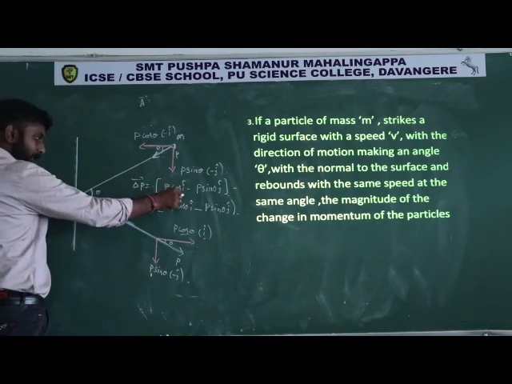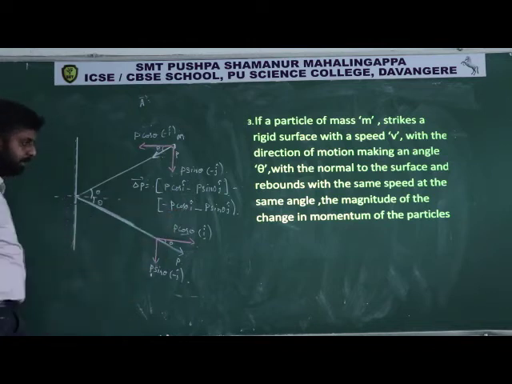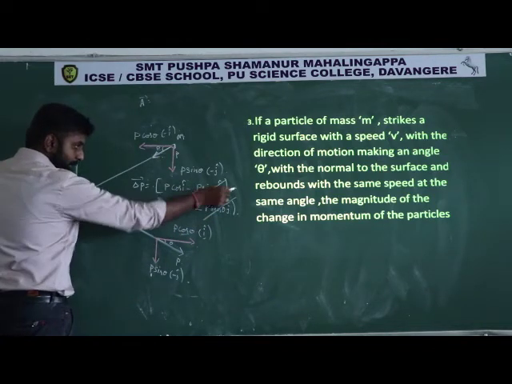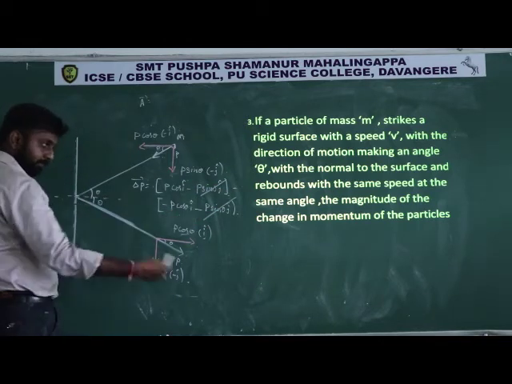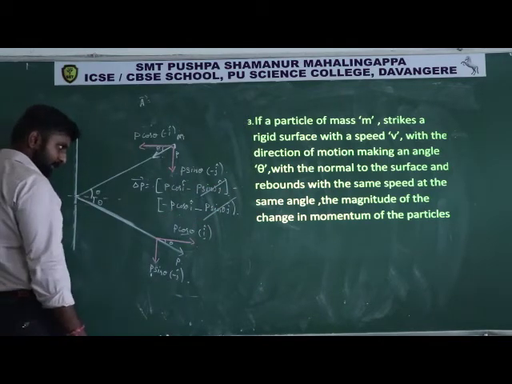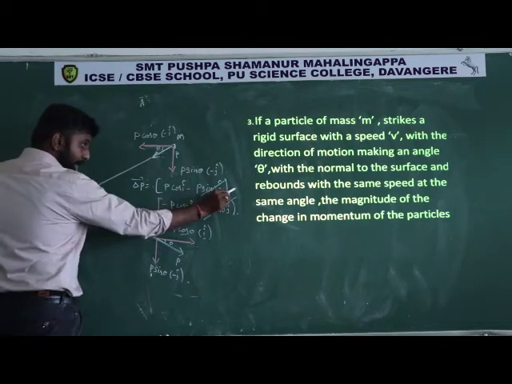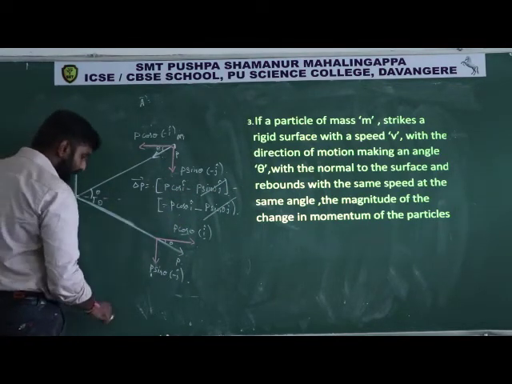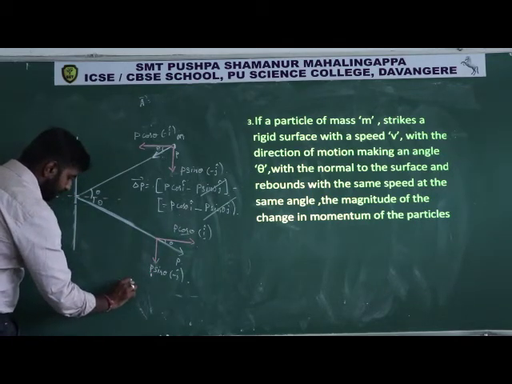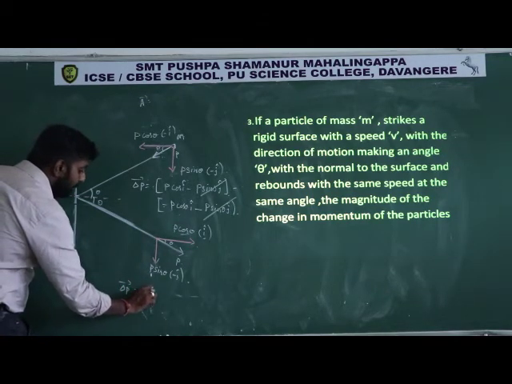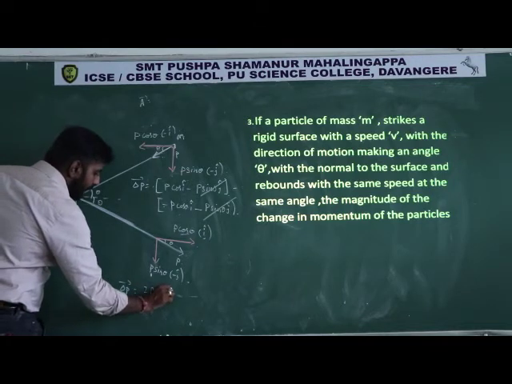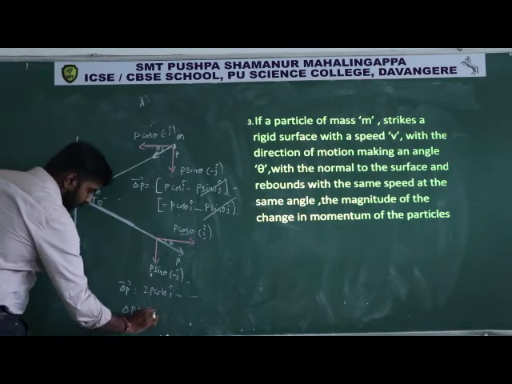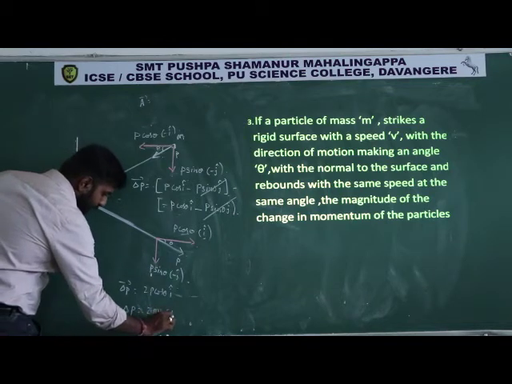So here, final momentum minus initial momentum. Here, P sin theta j cap, minus into minus becomes plus, P sin theta j cap cancel. But here, minus into minus becomes plus, P cos theta i cap, P cos theta i cap. The change in momentum delta P, you will get 2P cos theta i cap. So magnitude only, if you want, you will get 2P, that means 2mv cos theta.